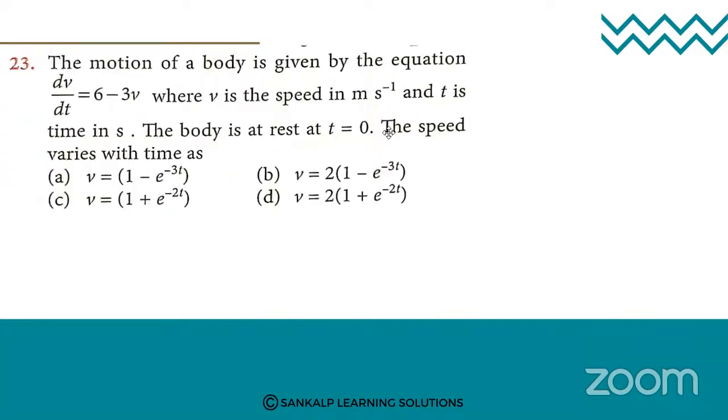Take it as a homework. You try this by yourself later. Okay, students, copy down this. The motion of a body is given by the equation dv by dt is equal to 6 minus 3v, where v is the speed in meter per second and t is the time in second. The body is at rest at t is equal to 0. The speed varies with the time as. So you do it as a homework. Meet you in tomorrow's class. Thank you.